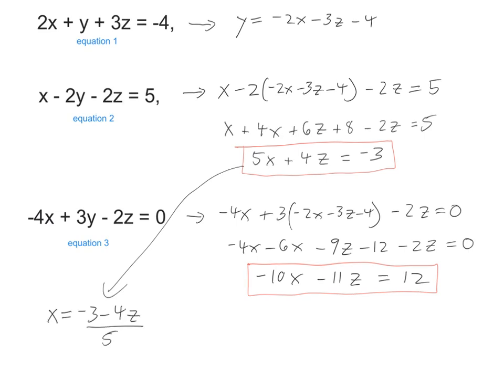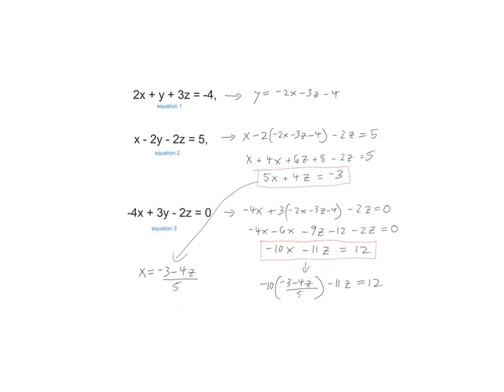Then what I'm going to do is take this expression for x and plug it into all the remaining equations, namely just this one. And when I do that, when I substitute this into here, I get the following. Negative 10 times x, which is negative 3 minus 4z over 5, minus 11z equals 12. Now I'm going to simplify this expression, but I'm running out of room, so let me give myself a little bit more room here.